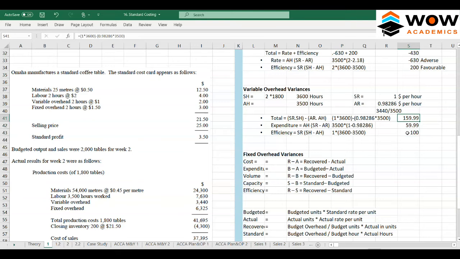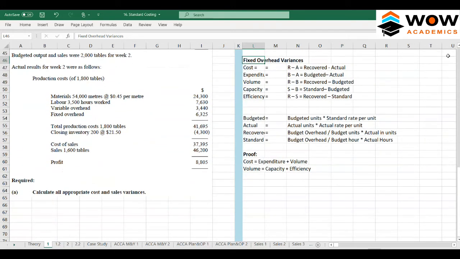So almost all the variances are favorable, because they should have worked for 3000. If you take efficiency, they should have worked for 3600 hours, but they have worked only 3500 hours. So that is favorable. So all the plus values are now favorable. If you add these both, again you'll get this one. So I think that is also clear. We don't need to work it out again and show you proof. That we'll skip.